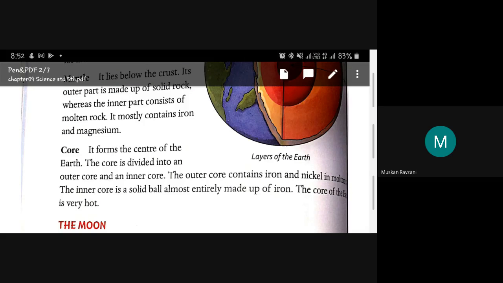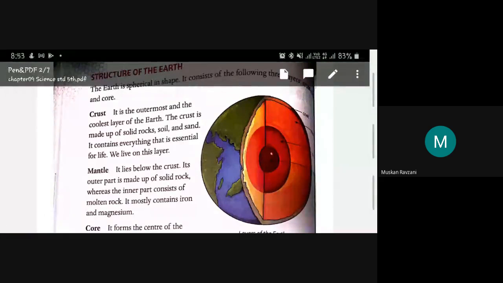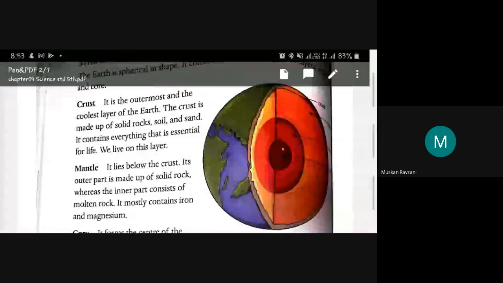Now there are three parts of the earth. First is crust. Crust is the outer part. Where we are living is called crust, and everything which is essential in our life is there in the crust. It is the outermost and the coolest layer, because when you go inside the earth, it becomes hotter and hotter. The crust is made up of solid rock and sand. It contains everything for life. We live on this earth.